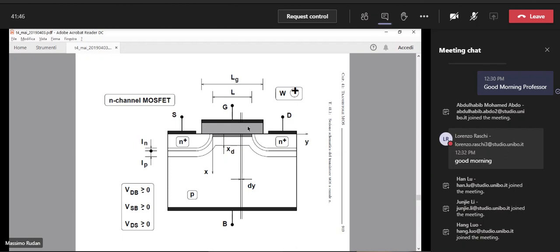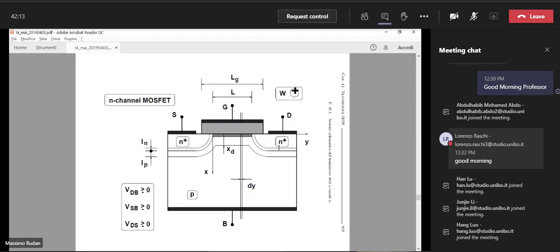Then we grow the silicon dioxide on top of it. It is the gray rectangle here. So this is the insulator, the gate insulator region. On top of it, we deposit the gate contact. So we have one contact G here.